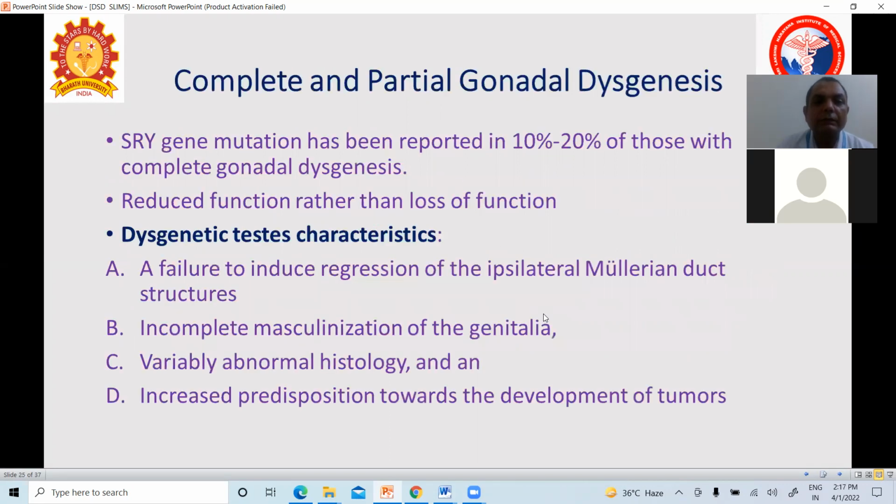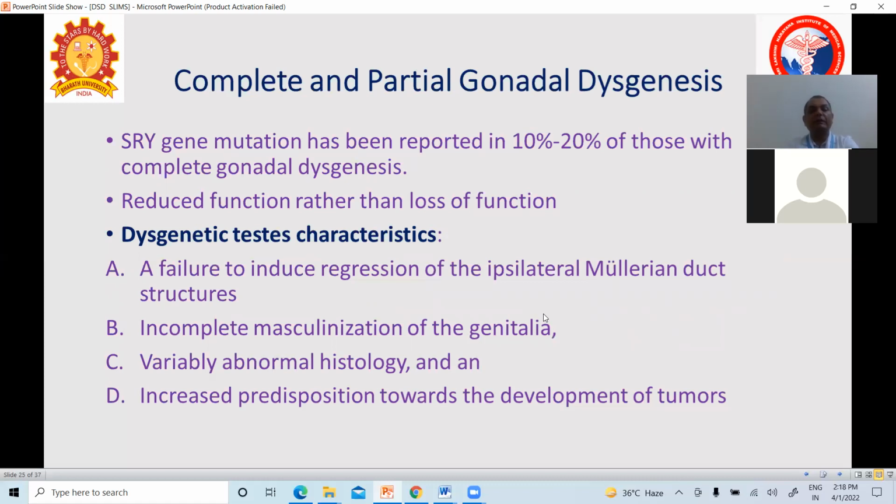So, testicular development. As I told you, the SRY gene is needed for the development of the testis. And development of the testis depends upon the ipsilateral activity of testosterone. Due to the local effect of testosterone, the ipsilateral gonad will develop. So when the SRY gene is absent, testosterone will be absent, differentiation of the Wolffian duct into male genital structures will not occur, and this will lead to a dysgenetic testis.